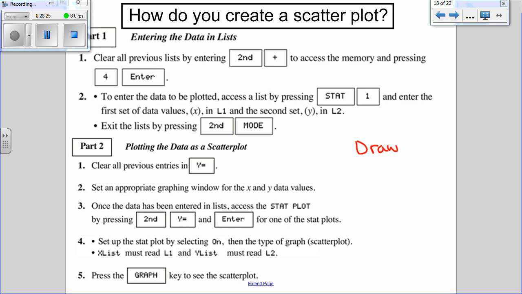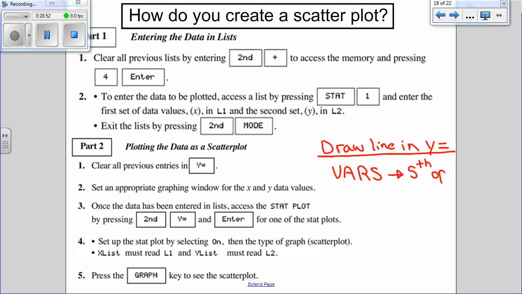So to draw the line into your y equals, you're going to hit bars here. Then you're going to go to your 5th option, bars, which is statistics. But you have to make sure size has nothing different. So you hit bars, you went to your 5th option, which was statistics, and hit enter.